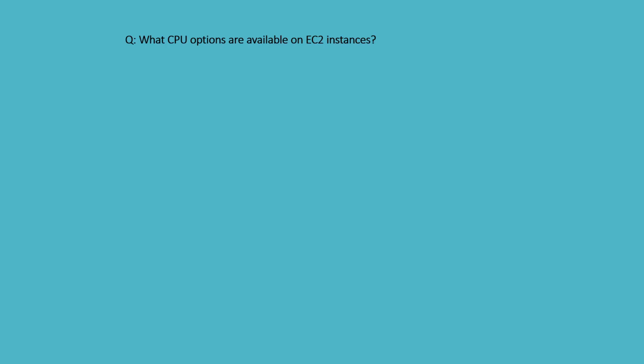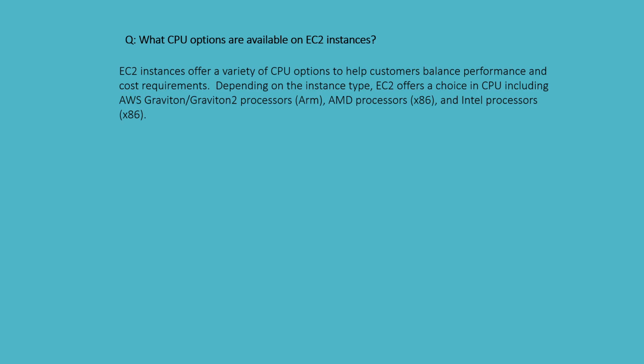What CPU options are available on EC2 instances? EC2 instances offer a variety of CPU options to help customers balance performance and cost requirements depending on the instance type. EC2 offers a choice of CPUs including AWS Graviton processors, AMD processors, and Intel processors.